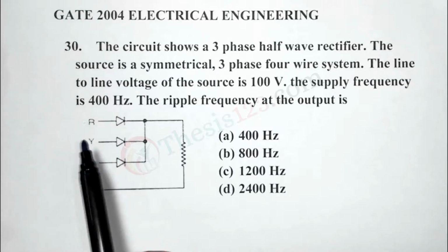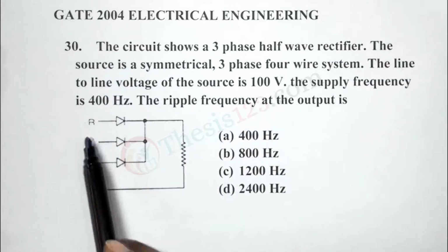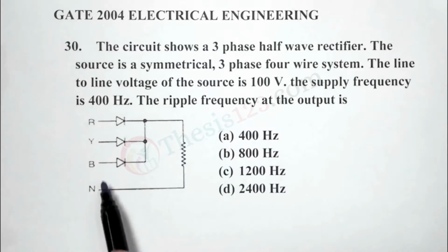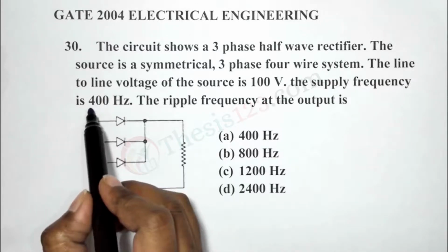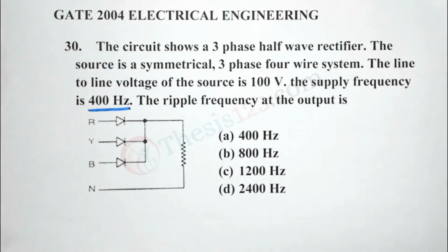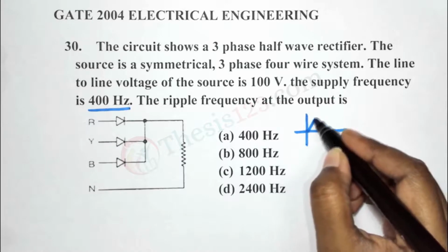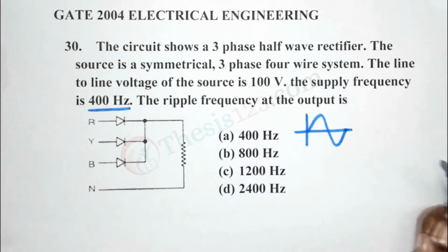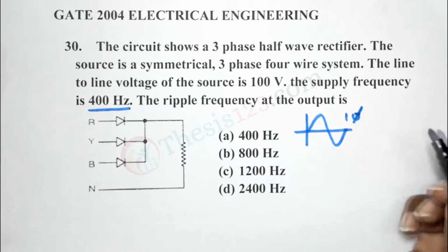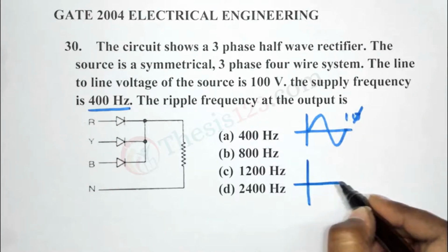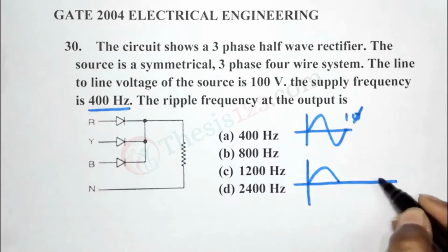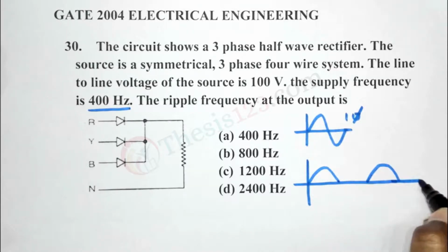So here we have a 3-phase half-wave rectifier given to us, and it's a 4-wire system. And the supply frequency is given to us as 400 Hz. Now, you are quite familiar with the fact that for a half-wave rectifier, when it conducts, the output is just half of every cycle, isn't it? So if we have our input here, let's consider one cycle of the input. This is a single phase, okay? So what happens at the output? At the output of the half-wave rectifier, for every cycle we will receive only half of the input.